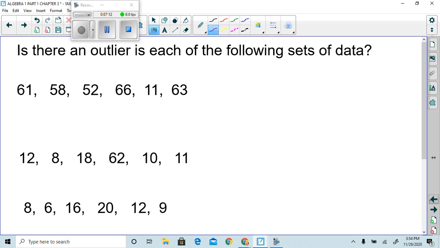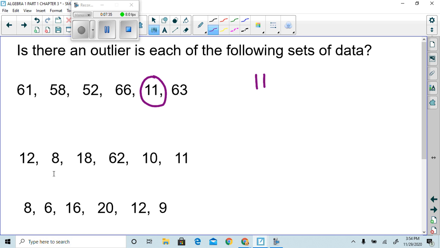And the very last thing we want to talk about today is the outlier. The outlier is a number when you're looking at the set of data that's either much larger or much smaller than all the other data items. As I'm looking at this set of data, I'm seeing I've got numbers in the 50s and 60s, but when I get to this number here, it's much smaller than the rest, so that's 11.